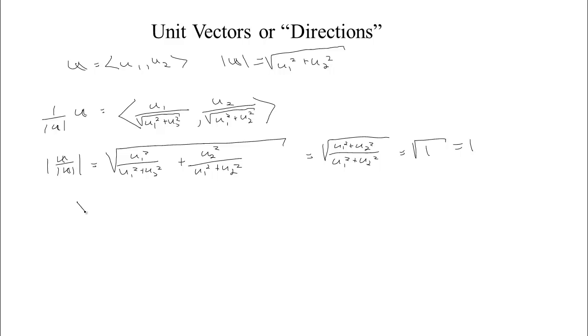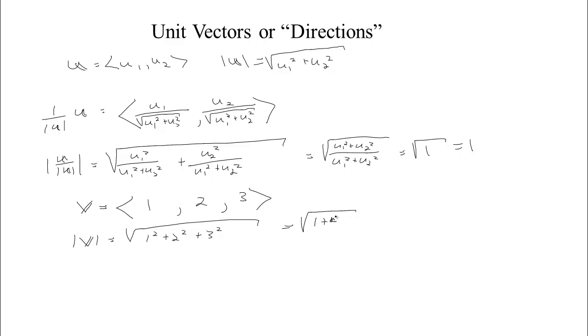Let's look at an example. Suppose we've got this vector v. I'll do it in 3 dimensions so you see how it works, but this vector v has components 1, 2, and 3. And so the length of this vector would be the square root of 1 squared plus 2 squared plus 3 squared. That's the square root of 1 plus 4 plus 9, which is the square root of 14.